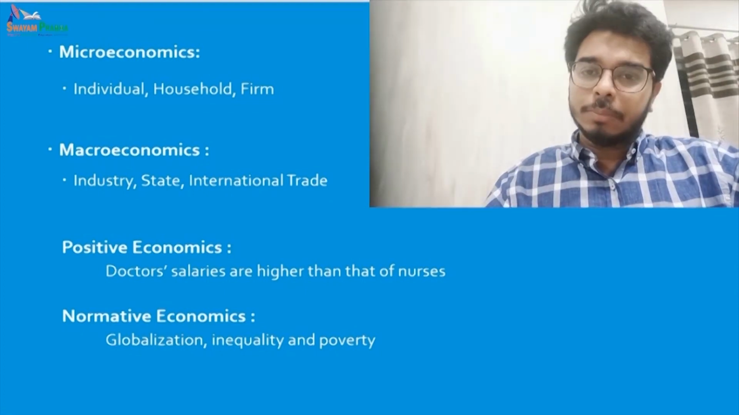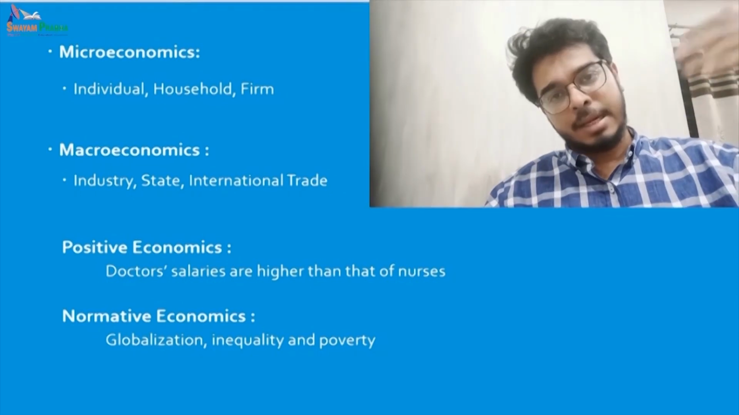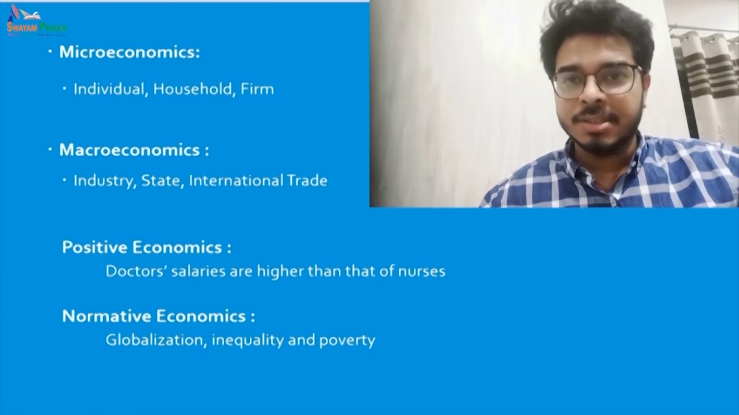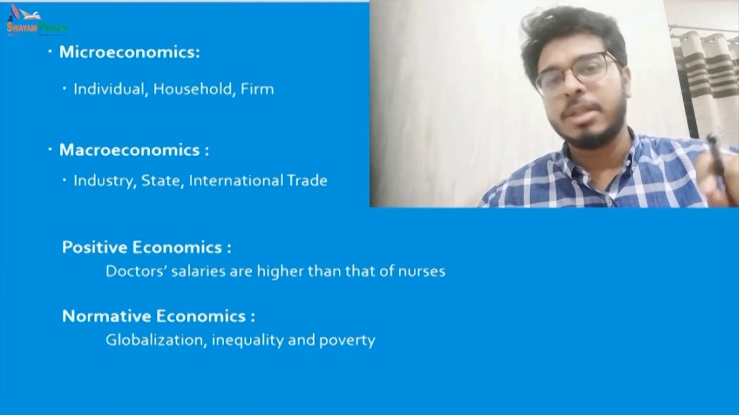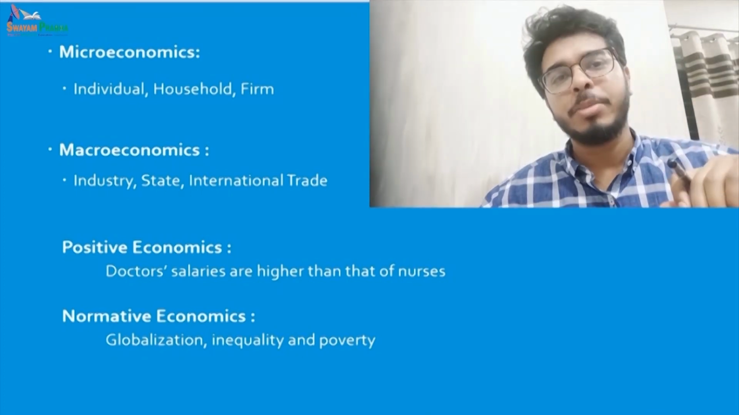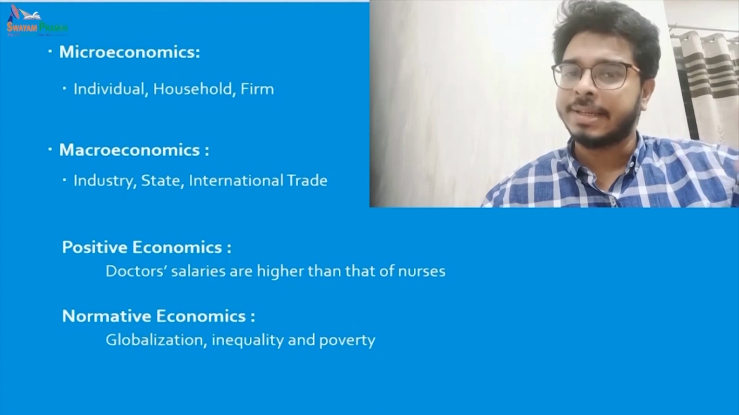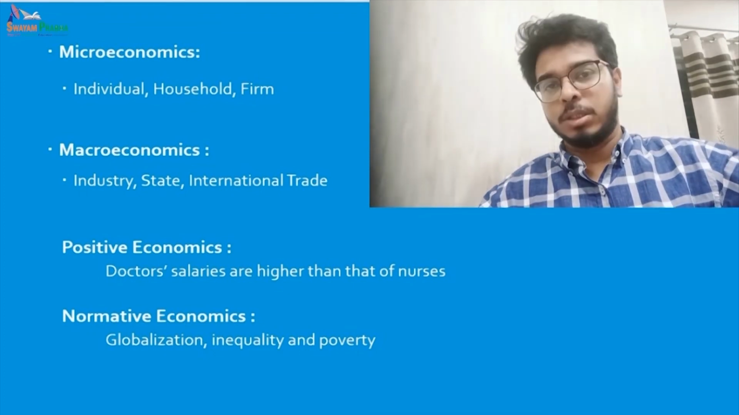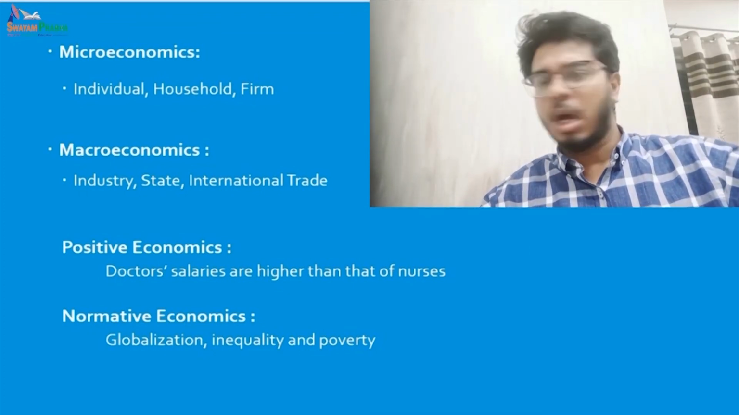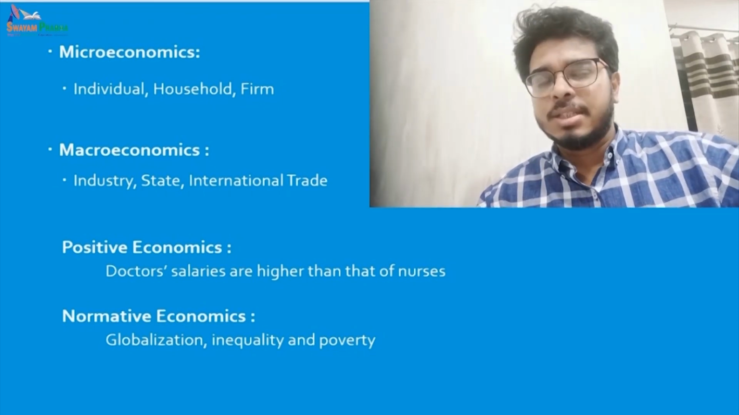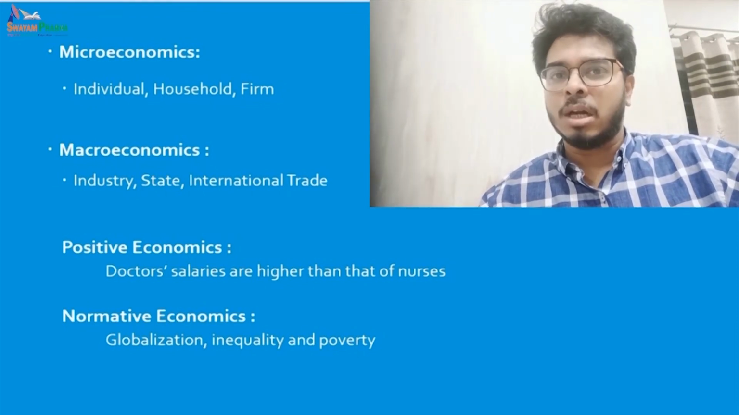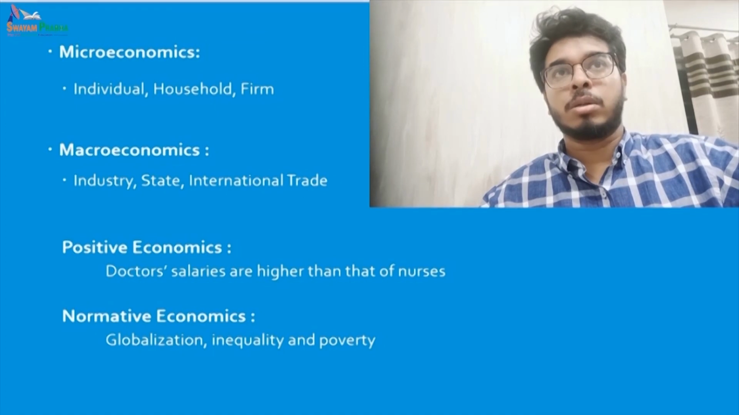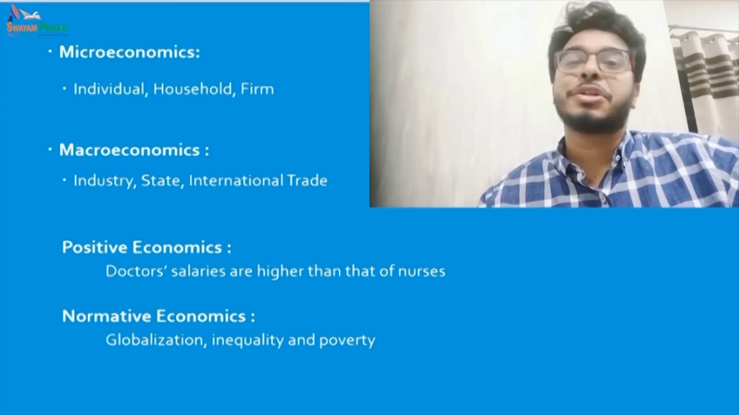So next, there is another type of classification of economics. You can see on the screen positive economics and normative economics. Positive economics, I'm keeping it very simple with just examples, is pretty straightforward, that is, how things are. Let us take an example: why are doctors paid higher than the nurses or the ambulance drivers? Why are doctors paid more?